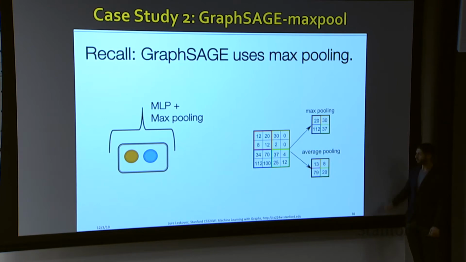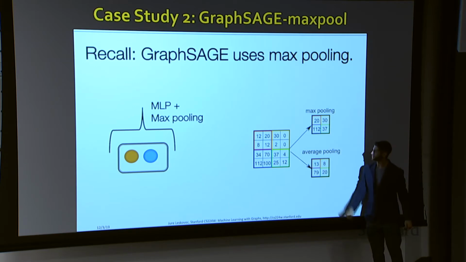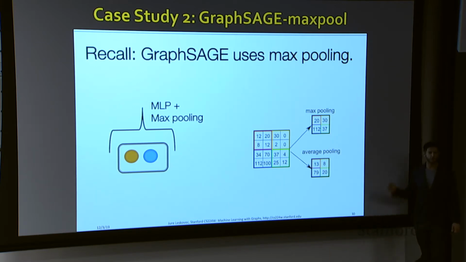So let's talk about GraphSage. As you recall, we said it produces the node representations with a multi-layer perceptron, and then it applies max pooling over these representations. Again, that's what max pooling is. As a refresher, how do we fool this?